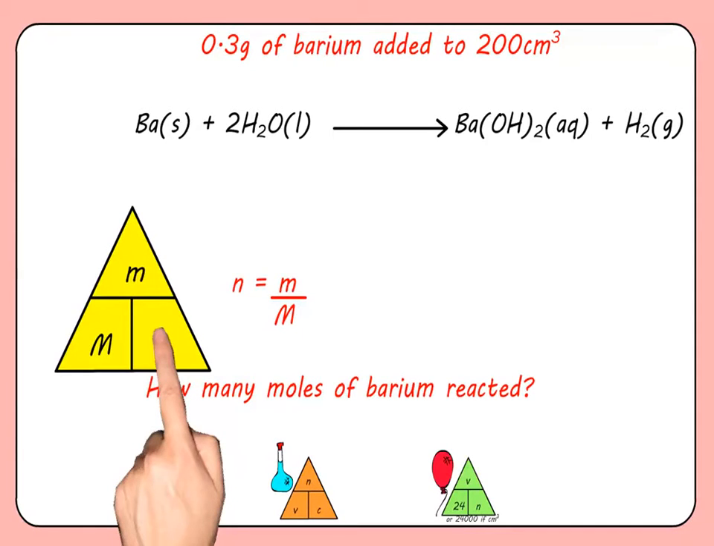If we look at the periodic table, we see that the molar mass for barium is 137.3 grams per mole. So taking our mass of barium as 0.3 and dividing by 137.3, we get 2.185 times 10 to the minus 3 moles.